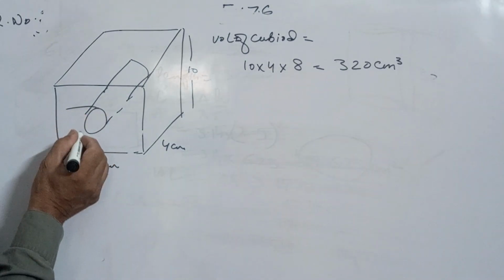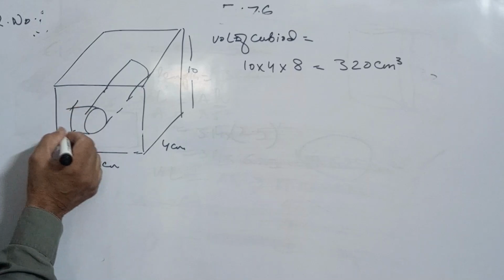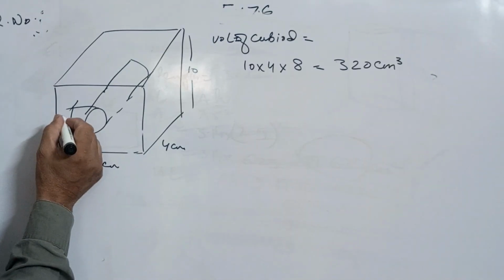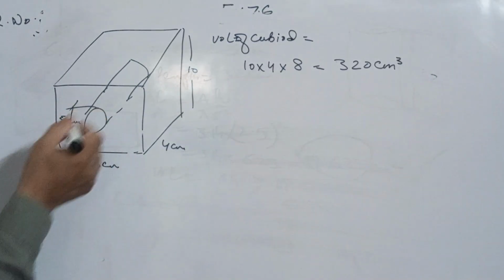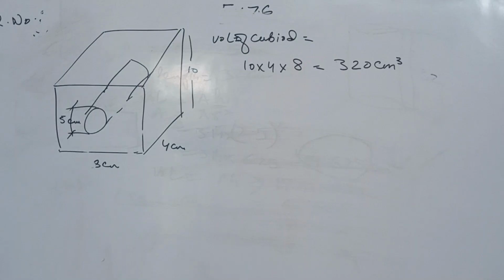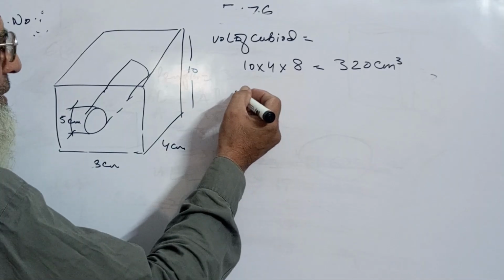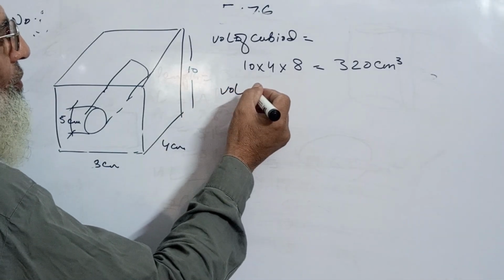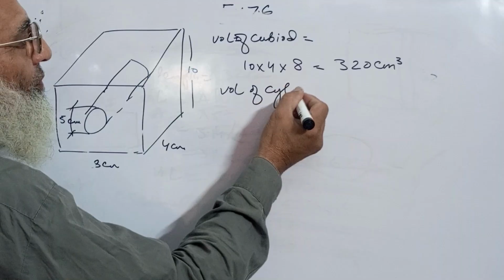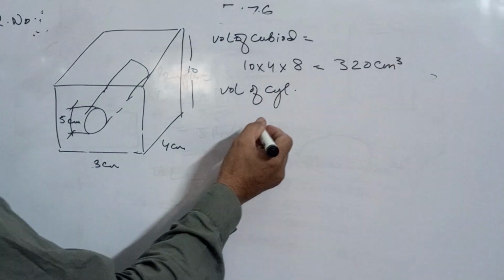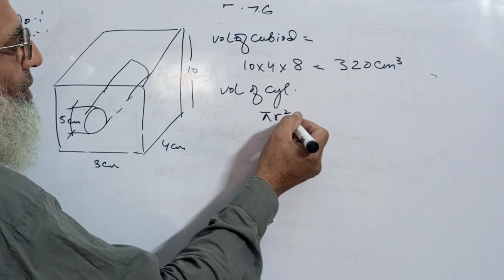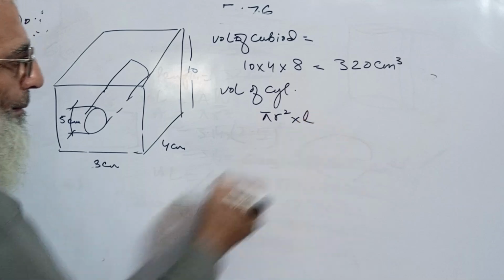The diameter is given over here. Diameter is 5 centimeter. The cylinder with 5 centimeter diameter have to be removed from here. So what is the volume of cylinder now? Volume of cylinder is pi r square multiplied by L.